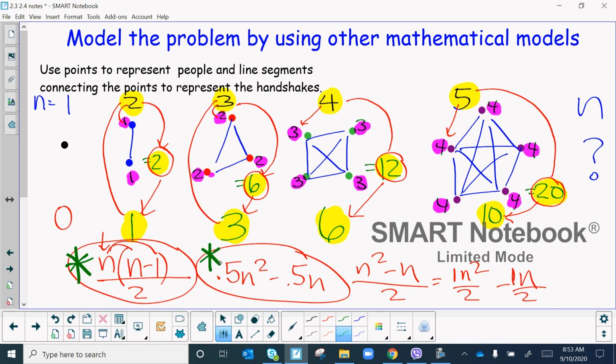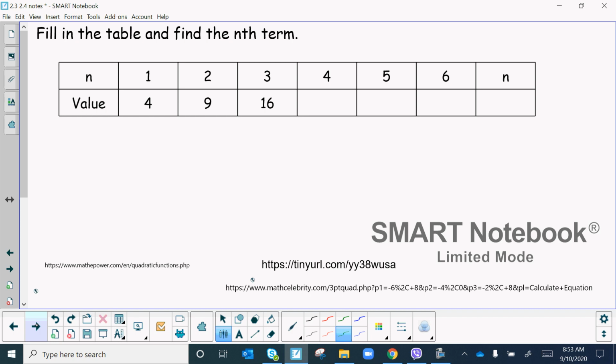But anyways, it's a little bit more complicated, a little bit more thinking when you're doing this by hand. So that's why we're allowing you to use the calculator. All right, let's try it one more time.